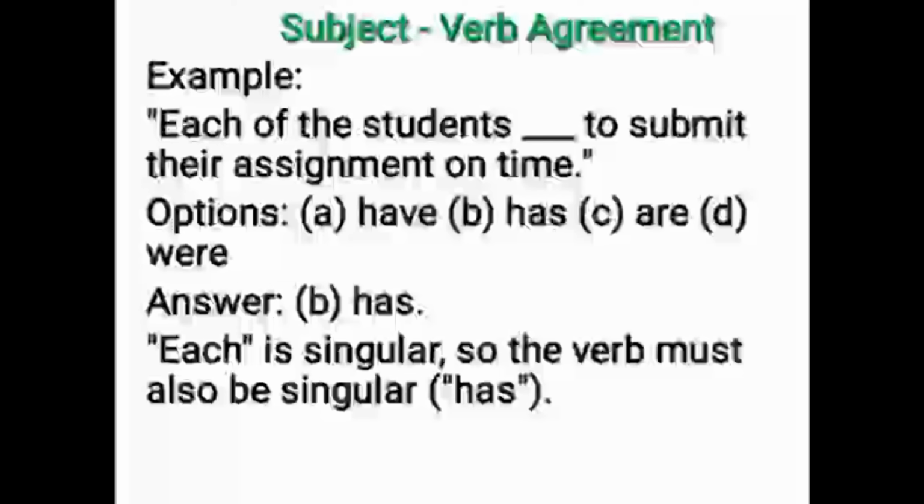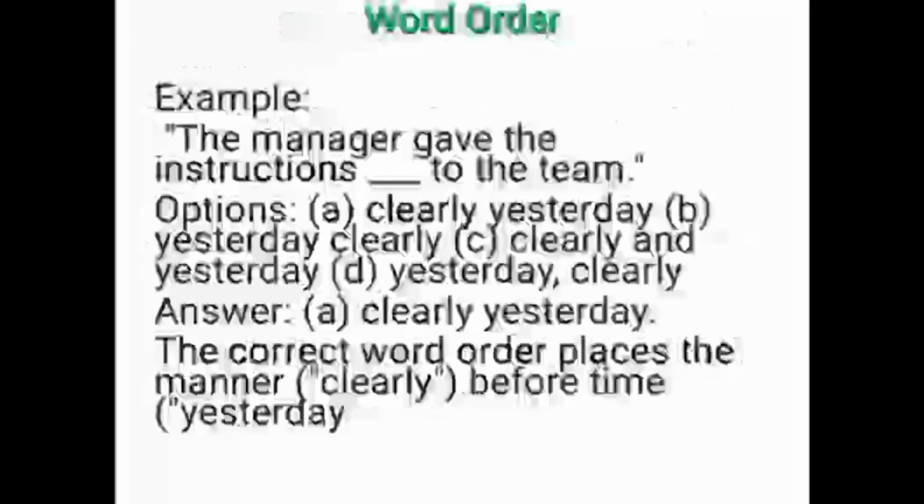Subject-verb agreement. In subject-verb agreement, ensure the subject and verb agree in number, singular or plural. Make sure that they agree. For example: Each of the students dash to submit their assignments on time. The statement says each of the students, which means we are talking about one particular student. The options we have are has, are, were. The answer here is has. Each is singular, so the verb must also be singular: has.